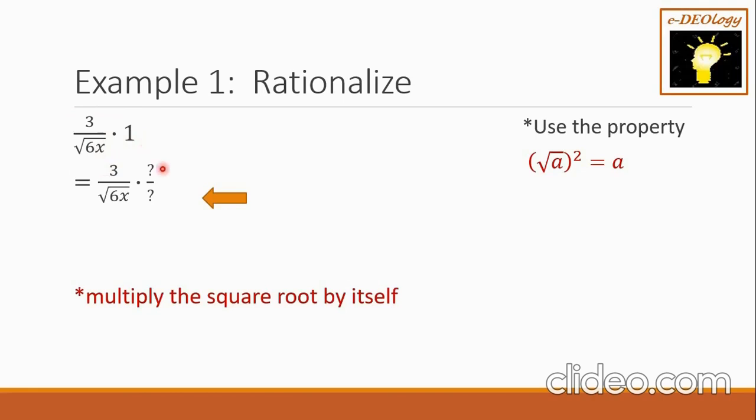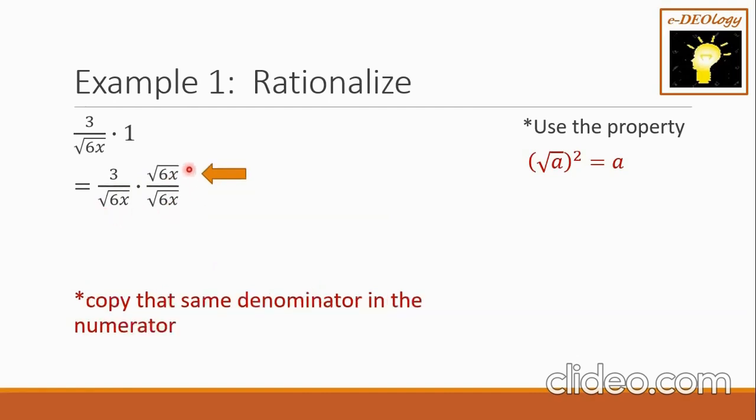The next is, we're going to show that this one is a fraction. Please remember that our goal here is to remove this radical in this denominator. So there is a clue that we will multiply the square root by itself. It means in this denominator, we're going to use that same value of the square root of 6x. And for the numerator, we're going to copy that same denominator. So this is square root of 6x over the square root of 6x, a value that is equal to 1.